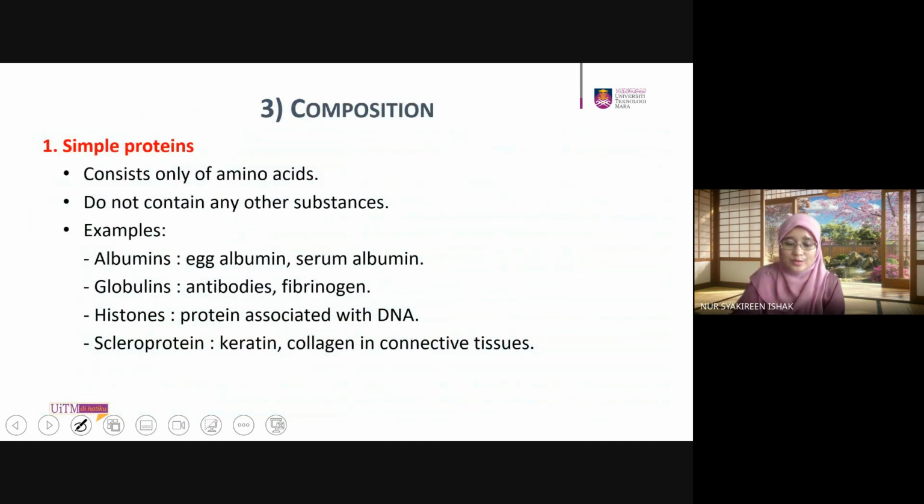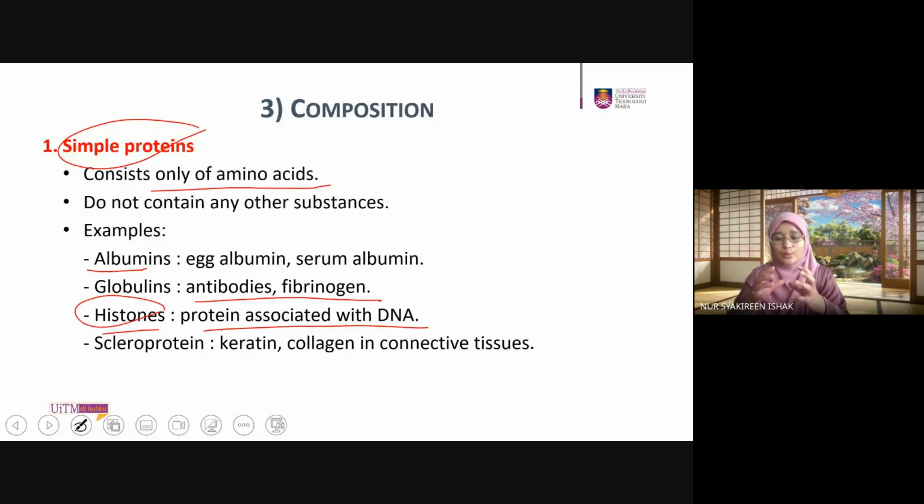Okay, the next one is based on composition. Simple protein, as I've mentioned before, consists of only amino acids, so they do not contain any other substances. For example, albumin is egg white. Globulins: antibody and fibrinogen. Histone: proteins associated with DNA. DNA will wrap around the histone protein so that the large molecule of DNA can be packed into the small nucleus within the cell. Then we have scleroprotein: keratin, collagen in connective tissues.